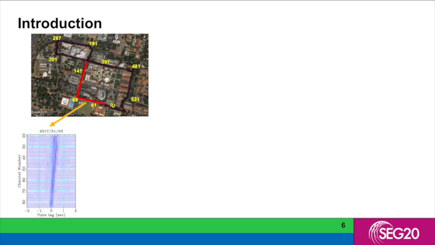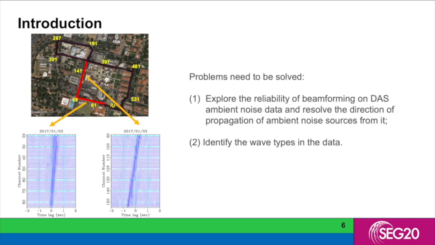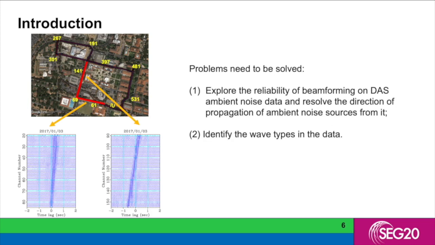Since we intend to invert for the subsurface velocity model from the Stanford DAS data, the first step is to solve these two problems. The first one is to explore the reliability of beamforming on DAS ambient noise data and resolve the direction of propagation of ambient noise sources from it. Using this information, we can correct the apparent phase velocities. And the second one is to identify the wave types in the data.